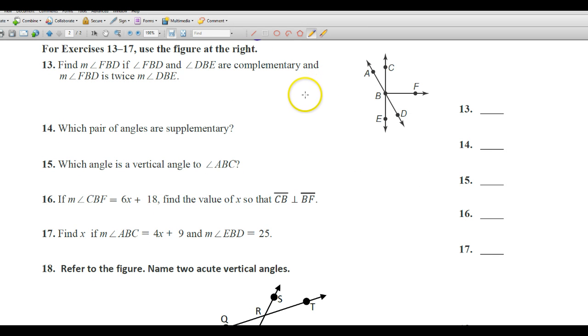For number 15, which angle is vertical to angle ABC? So vertical angles, by definition, are angles formed by intersecting lines which are non-adjacent. So they're not next to each other. So if I look at angle ABC and I extend these sides in the other direction, that will give me my vertical angle. So ABC and EBD, or DBE, whichever way you want to call it, are vertical angles.